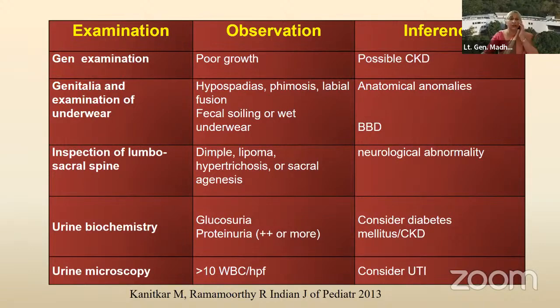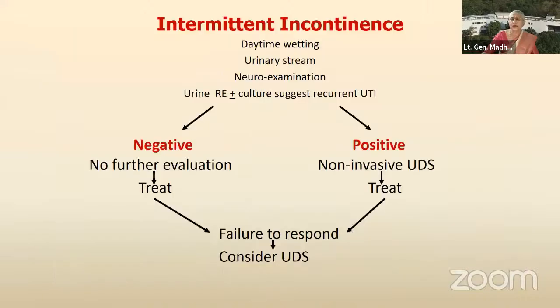So in clinical examination, these are some of the things which are well published. Besides a good general examination, there is examination of the genitalia and the underwear, inspection of the lumbosacral spine, a urine biochemistry just to rule out glucosuria or proteinuria, and a urine microscopy to consider UTI. I think a basic simple examination to begin with, a good history, is enough. So if you have a child with intermittent incontinence, that is daytime wetting, look at the urinary stream, do a neuro examination, and probably just a routine urine examination. If there are WBCs, we may think of a culture. If everything is negative, we need not go in for a major investigation, probably just add a voiding diary. And if it's positive, then we go in for further evaluation.